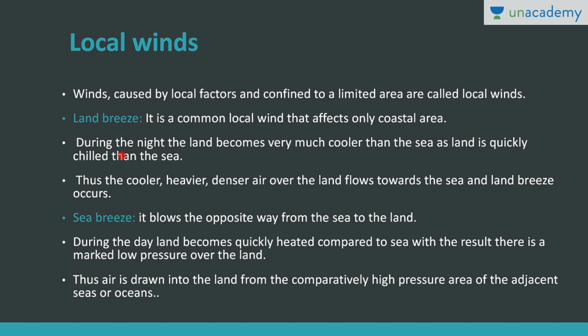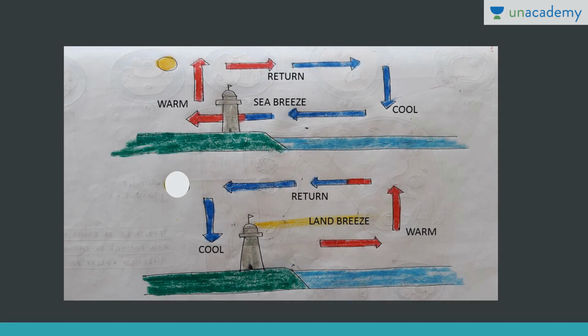So how does it happen? During the night, the land becomes much cooler than the sea, right? And thus the cooler, heavier, denser air over the land flows towards the sea, and a land breeze occurs. See this one. This is land breeze. So there is high pressure over the land and relatively low pressure over the sea. So the winds move from high pressure to low pressure, that is from the land to the sea. That's why this is known as land breeze.